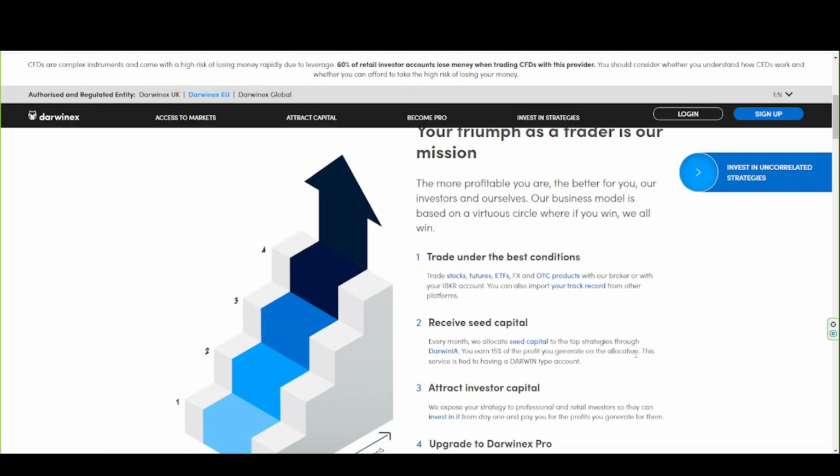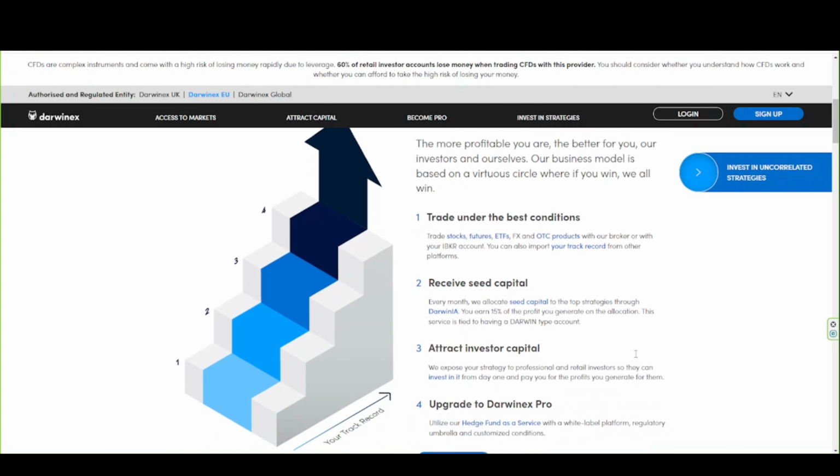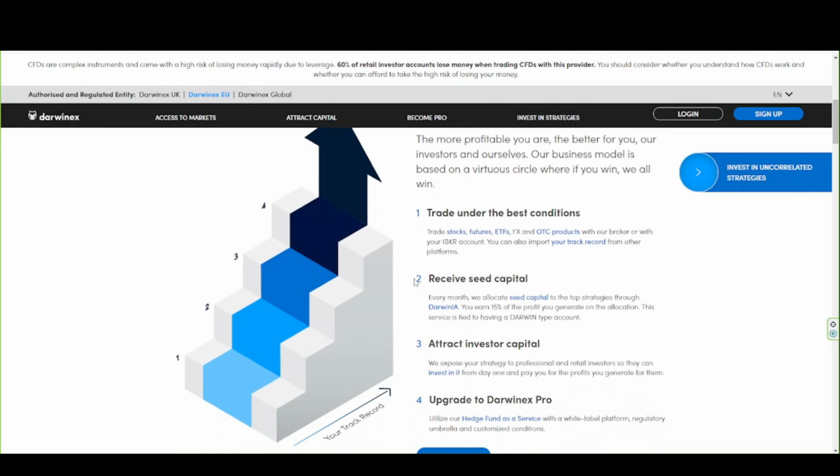Let's say, for example, your seed capital allocation is $100,000 and you make a profit of 10%. So you've made $10,000. Since you only receive 15%, you will receive $1,500 from that seed capital allocation. I'm not 100% sure if they put the seed capital into the live market or not, but I know that when it's investor capital, they definitely do that.